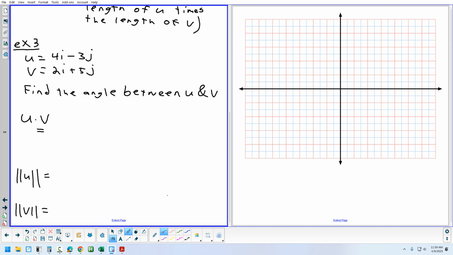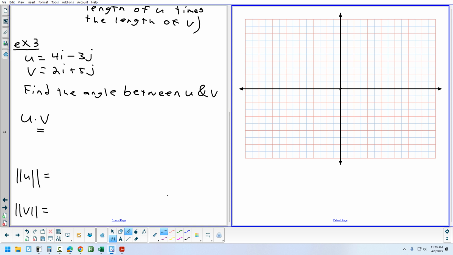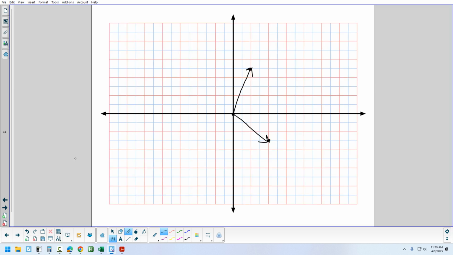Okay, so we've got right 4, down 3. So let's draw that vector. 1, 2, 3, 4. 1, 2, 3. That's roughly 4i minus 3j. Okay, the next one is right 2, up 5. Right 2, up 5. So I'd say about like that. Okay, if we look at that angle, about how big do you think that angle is?